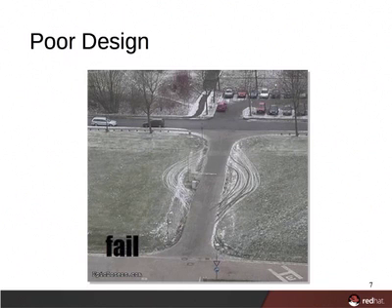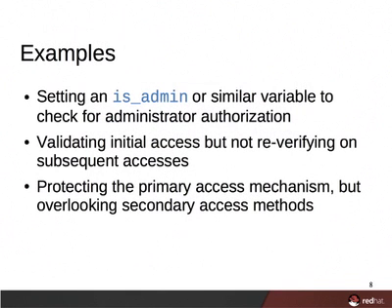The intention is to have each car stop at the gate and for the driver to authenticate themselves to the system. If the driver is then authorized, the gate will lift and the car can pass through. However, it's often easier to bypass the access control altogether by just driving around it. Further examples of poor authorization design include setting an externally accessible variable or cookie, such as an isAdmin variable, in order to check for administrator authorization, validating initial access to a resource and not verifying authorization to related resources.